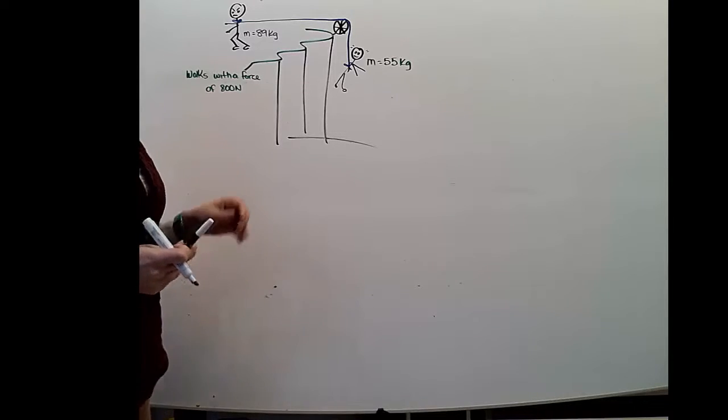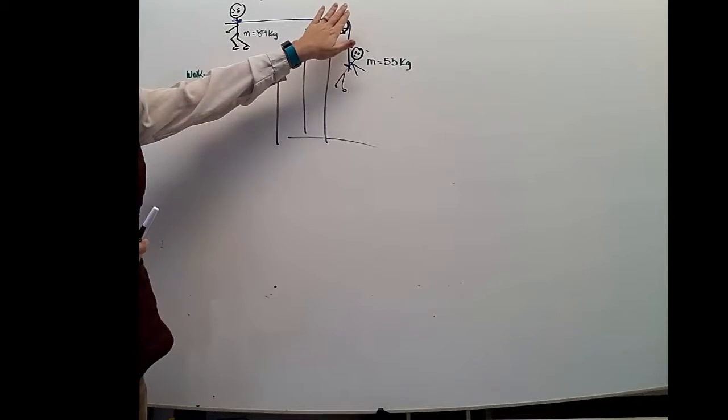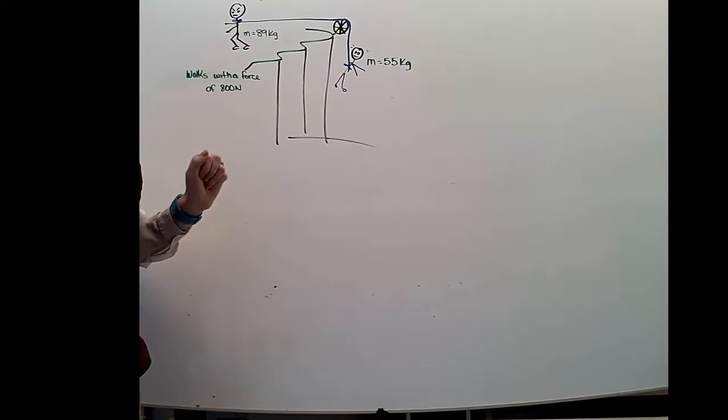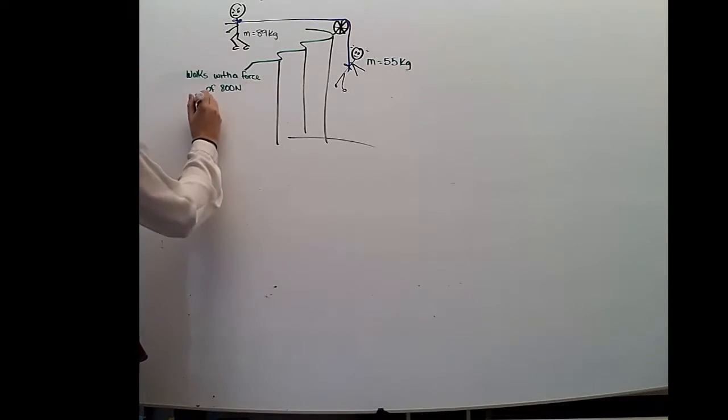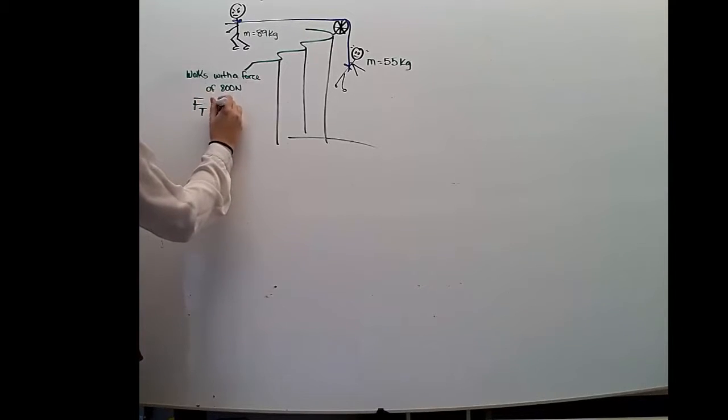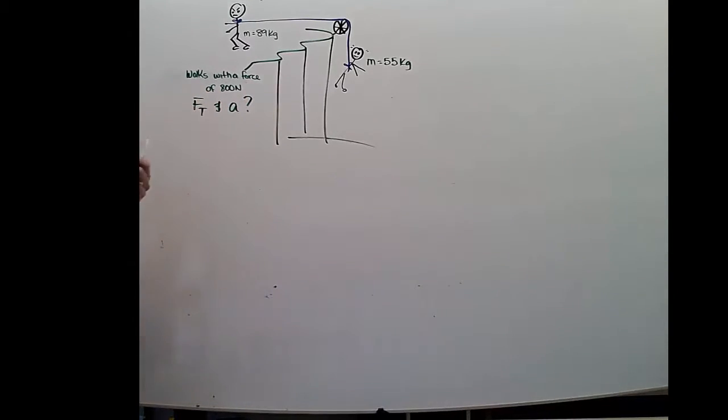This problem involves a man being pulled up a cliff by use of a pulley system and his older brother. To solve this problem for both the tension force in the string and the acceleration, we first must draw our free body diagrams. The free body diagram for the older brother would look something like this.